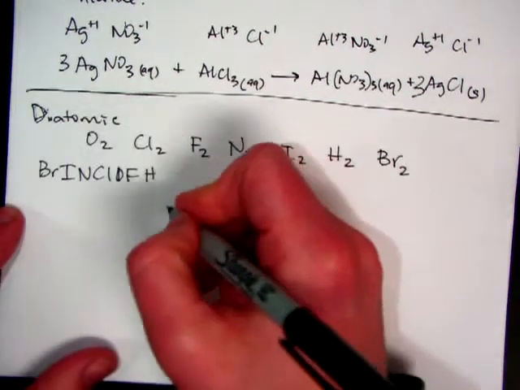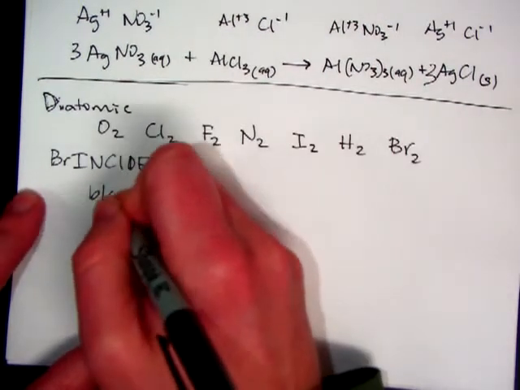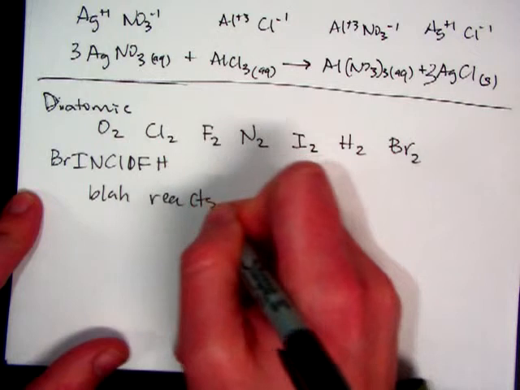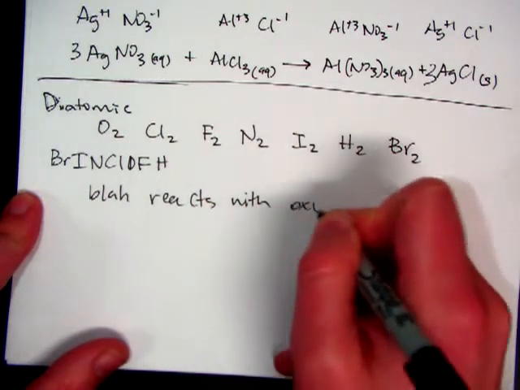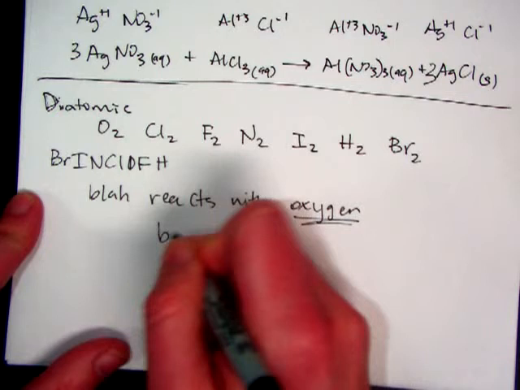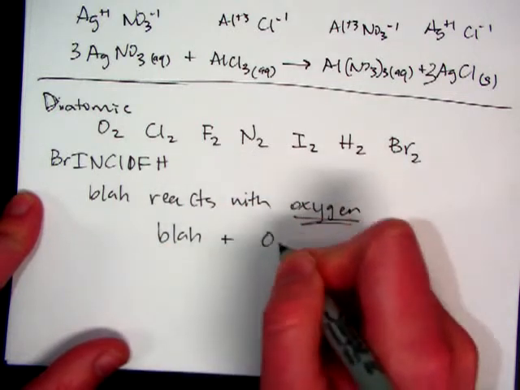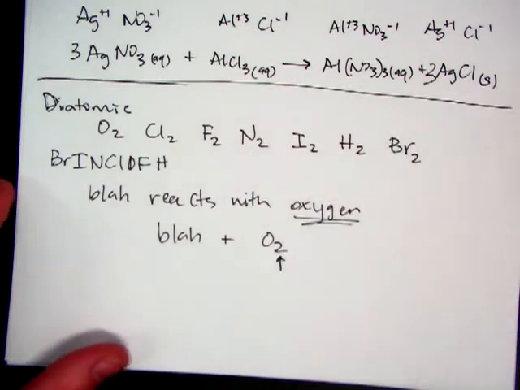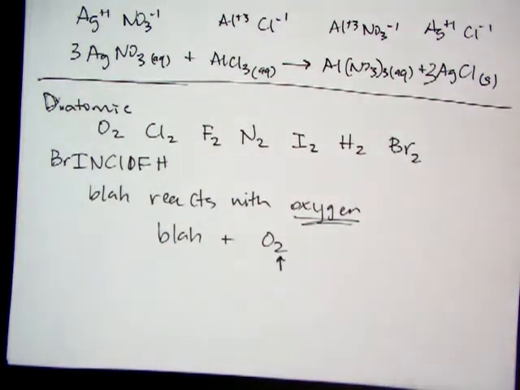And so in a reaction, you'd say, like, whatever, blah reacts with oxygen. Your job is to remember that this is never by itself. And so you'd have blah plus O2. And you have to remember that 2 goes right there to indicate that it's a sneaky 7 element.